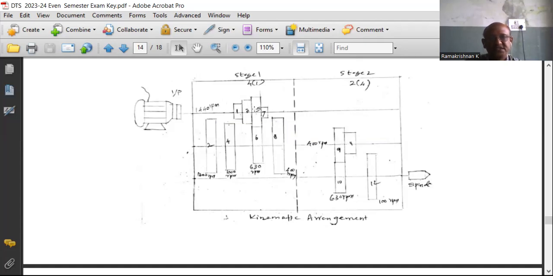Then let us consider the first stage, 4 output with 1 input. 1 input is the 1400 RPM motor. Then for the 4 output, there should be 4 gears. So the common rule is, first you draw the largest gear, then on the right side the smallest gear, and on the left side the medium gears can be mounted, as per the requirement.